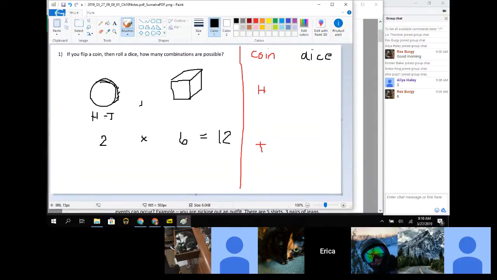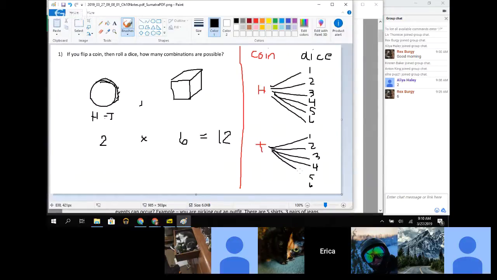So when you roll your die, you could get 1, 2, 3, 4, 5, 6. And when you roll your die with tails, you could get 1, 2, 3, 4, 5, 6. So you kind of get this branch thing. All right, so then if you count up all those lines, that's your 12 combinations.